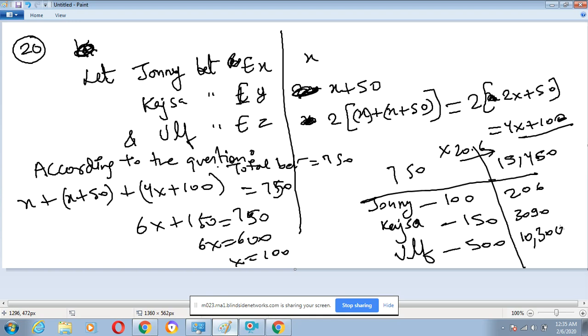Forget this. This is very complicated. Just after you have got this, have you got till here? So x is 100. That's Johnny. Then Khatsa said 50 more than 100. That became 150. Then for Ulf, you add both and multiply by 2. You got 100, 150, 500 till here?